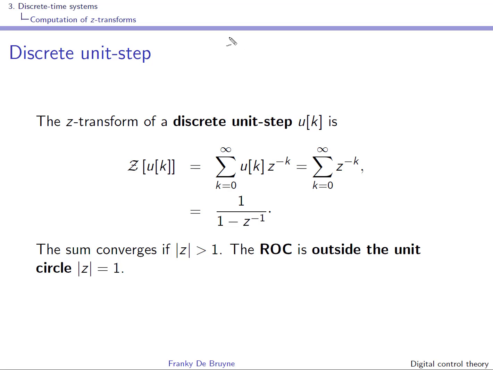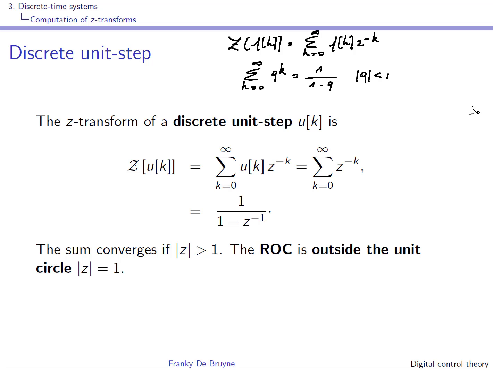Remember that the definition of the z-transform is the following one. And what we will need over here is this geometrical series. It's a sum that ranges from 0 to infinity of q to the power k, and it's 1 over 1 minus q, but we need the assumption that the modulus of q is smaller than 1. So if we use the definition and apply it to the unit step, this is what you obtain. Of course, the unit step is 1 for k positive or 0, so you end up with this expression.